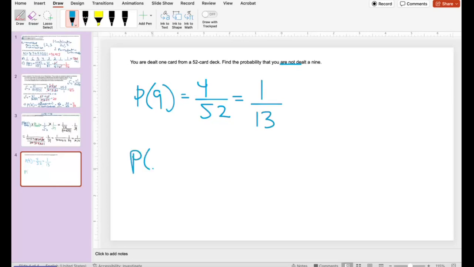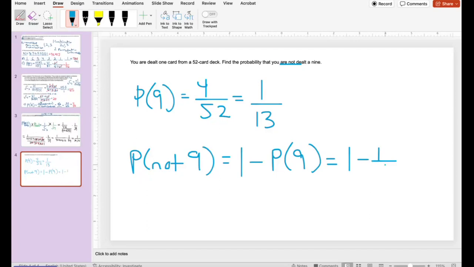Probability not 9. We use the complement rule. That's going to equal 1 minus the probability of 9. So it'll be 1 minus 1 over 13. Does that make sense? Because of the other cards that you have, and we'll actually check the answer in a second. I'll show you a different way. This is one way, though. This is called the complement rule.